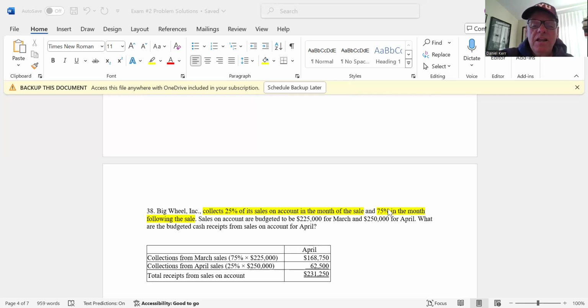And we're also going to collect 75% of the sales from the month before. So the sales for March were 225,000. You got to multiply that by 75%. So the total amount that we expect to collect is 231,250.